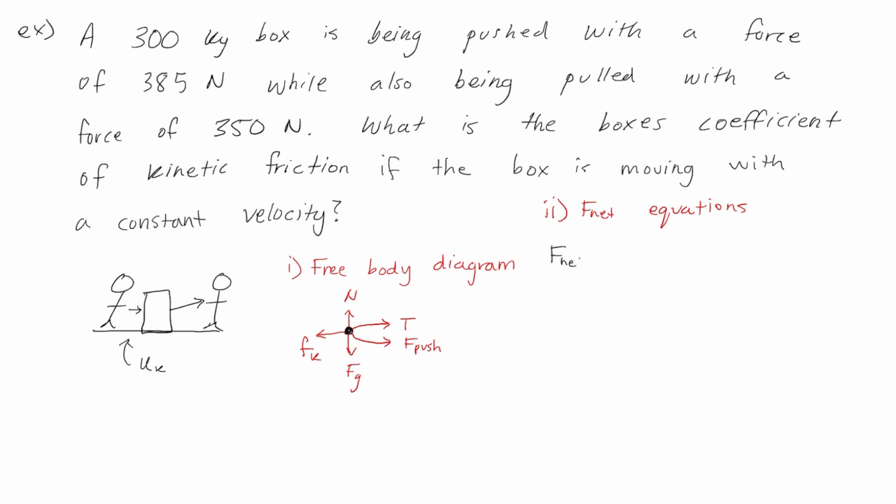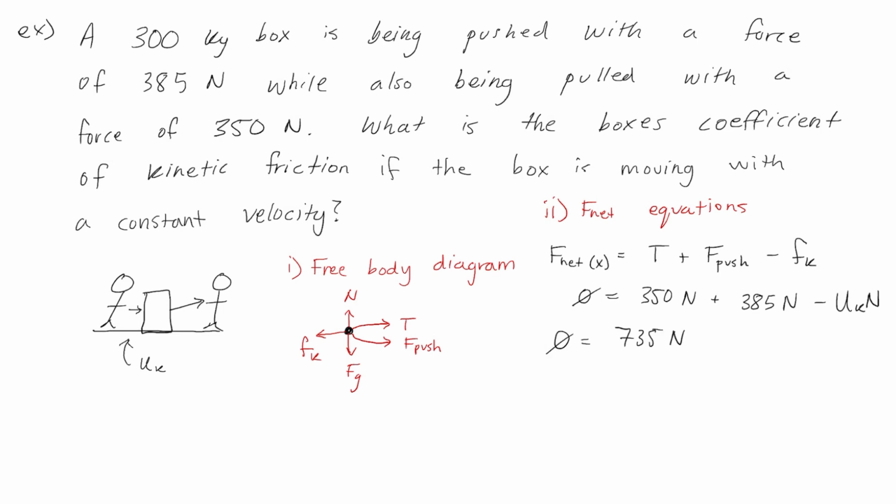Now that we have our free body diagram, we can write our F net equation, and we will use F net x to represent the sum of all the forces acting along the x-axis. And that would be the tension force plus the pushing force minus the kinetic friction. We can replace F net x with 0 because the box is moving with a constant velocity, so there's no net force along the x-axis. We can also replace the tension force with 350 newtons and the pushing force with 385 newtons. And then we can replace the kinetic friction with mu k n.